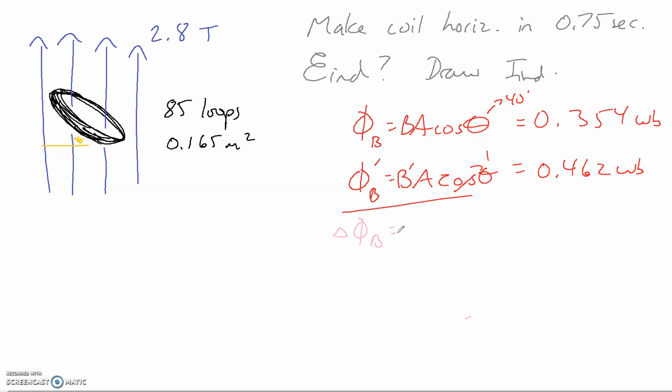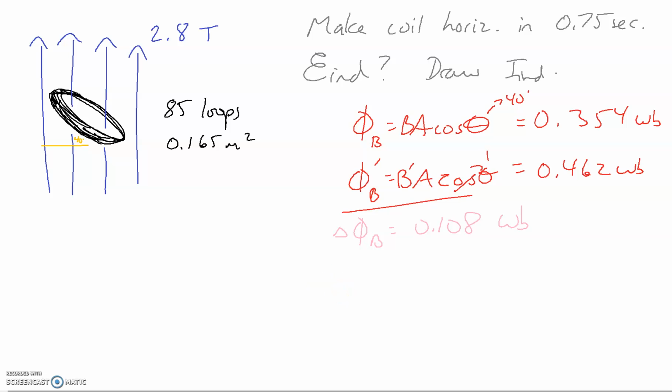Okay, so now we've got to use these guys, and let's get our change in flux. So we got a positive change, it got stronger. So we'll subtract the 0.354 from our new flux, and we've got 0.108 Webers as the change in flux. Okay, so now we can do the same type of thing we did before. We can find the induced EMF.